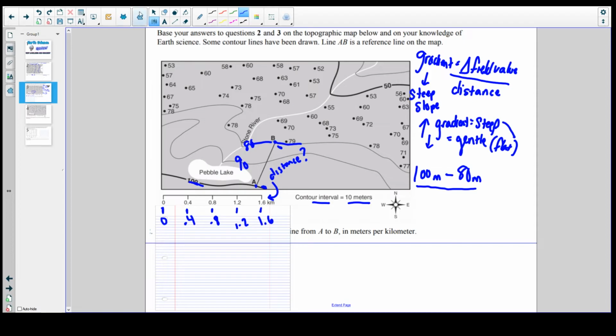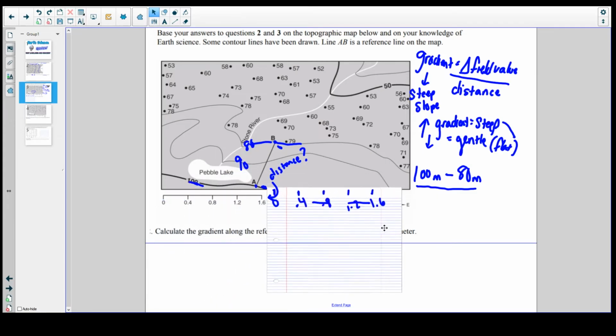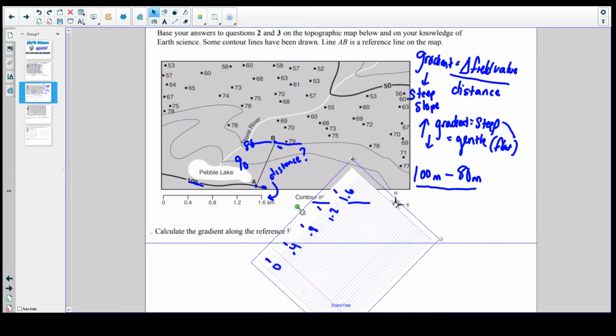So you take your loose leaf paper with your now drawn scale on it, and you take it, and you match it up to this line here. So in my case, I'm going to have to rotate it.